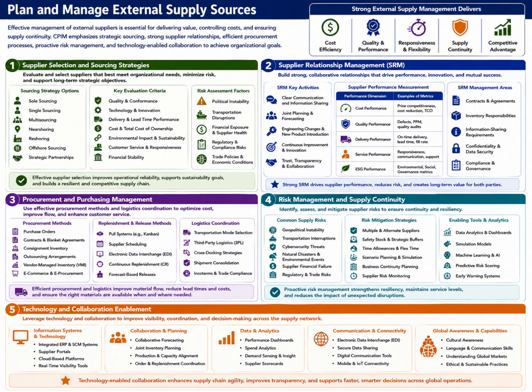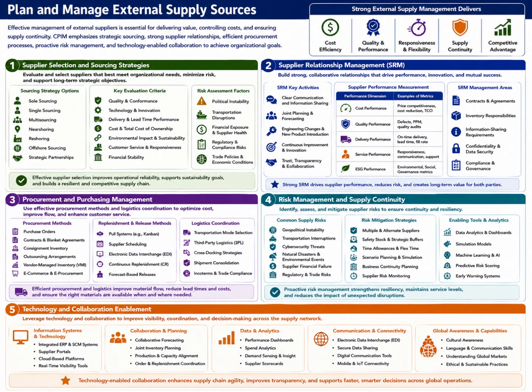Technology and collaboration are major enablers of modern external supply management processes. CIPM highlights the importance of utilizing information systems and digital communication tools to improve visibility, coordination, and decision-making across supply networks. Organizations increasingly rely on integrated enterprise systems, shared forecasting platforms, supplier portals, and data analytics to manage procurement and supplier performance. Collaborative planning activities enable suppliers and customers to align inventory levels, production schedules, and replenishment activities more effectively.